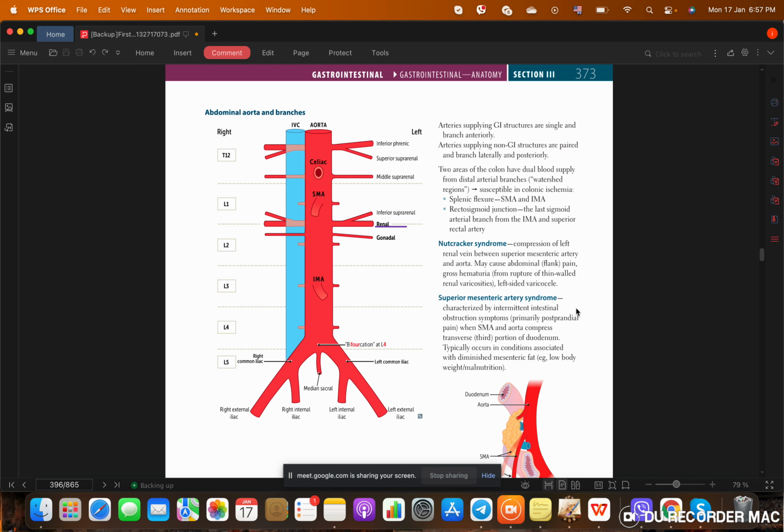Now, before I move forward, I want somebody to tell me, in case of horseshoe kidney, the kidney was stuck under which vessel? Inferior mesenteric artery, absolutely. It was stuck under this guy. The kidney was like this, and it was stuck like here. Okay, because the kidney comes from the pelvis and goes upward, yes? Okay, so we have something called the nutcracker syndrome.